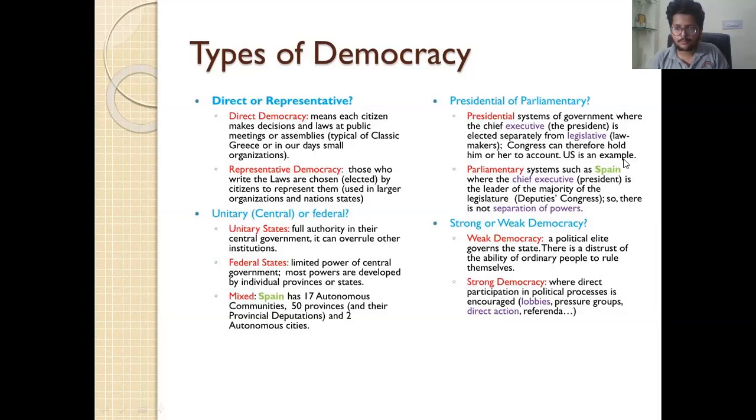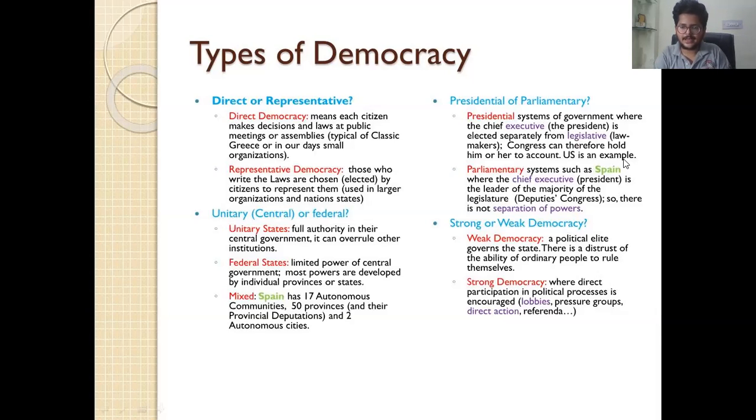Now, the next type of democracy is strong or weak democracy. Weak democracy is one where a political elite governs the state. There is a distrust of the ability of ordinary people to rule themselves. And strong democracy is where direct participation in the political process is encouraged. In weak democracy, you don't find active participation of the common people in lawmaking and in the establishment of government. But in strong democracy, the people's participation is taken into consideration. That is the difference between strong democracy and weak democracy.